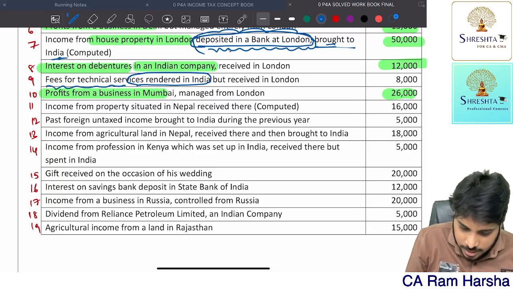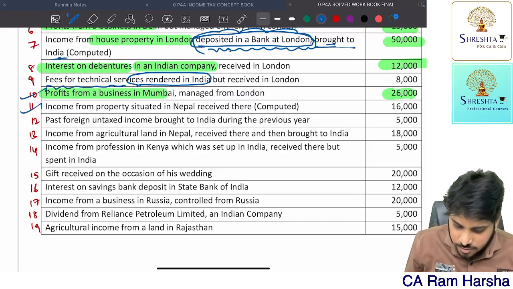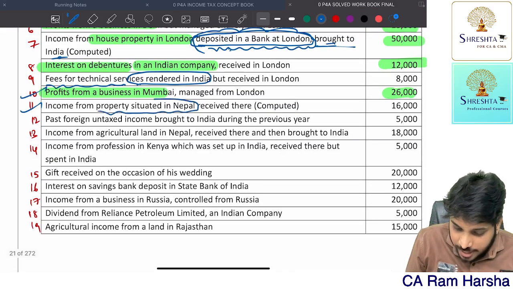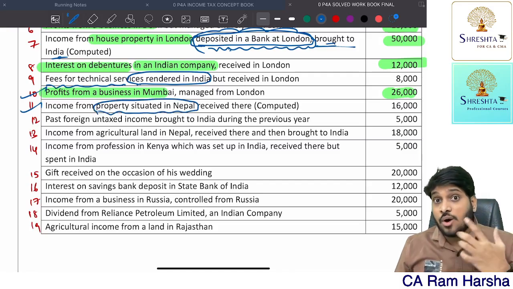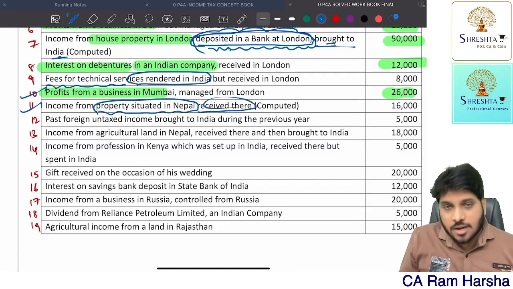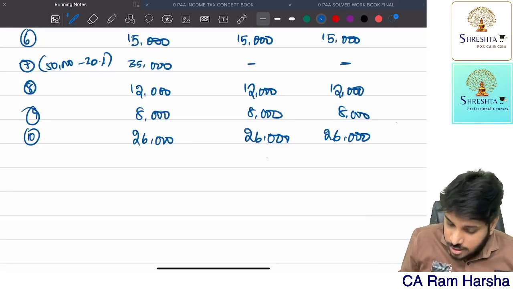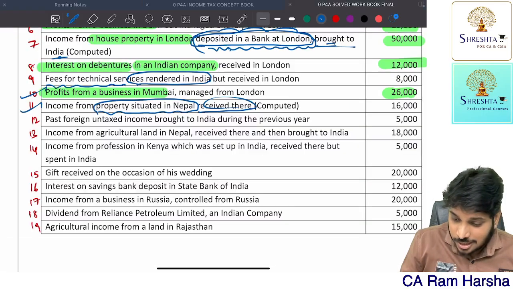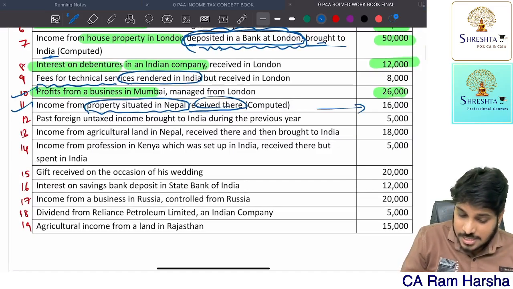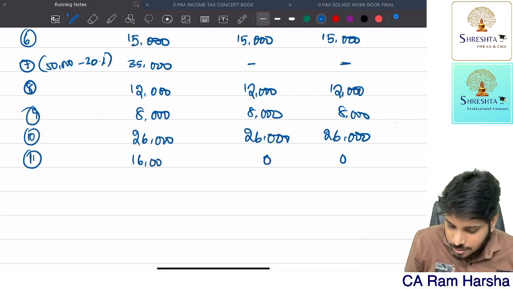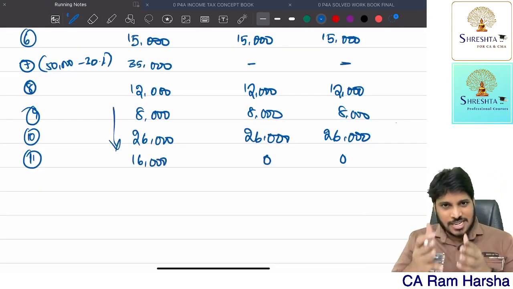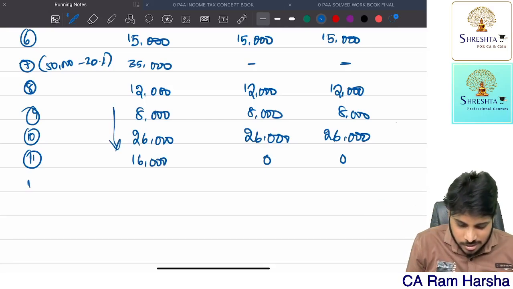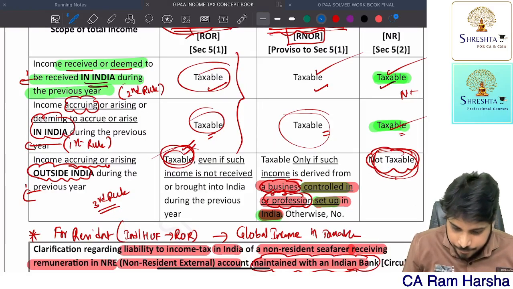Next, the 11th item. The 10th one is complete. The 11th one: income from property situated in Nepal. Source is outside. Received there. Received also outside. For both of them, 0. But for a resident, global income is taxable. 16,000 is taxable. For the first category, no. Always taxable, all incomes are. 12th one.